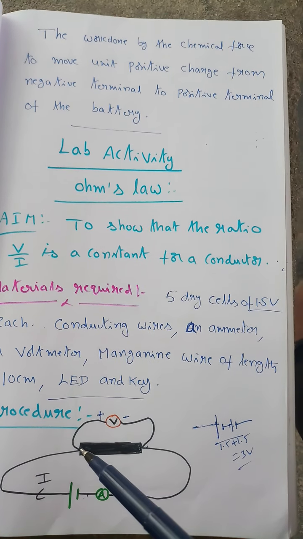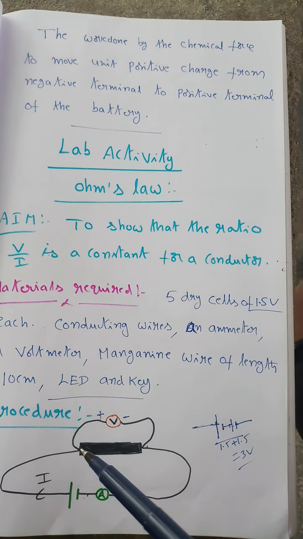Okay, see here: serial number, potential difference, electric current, V by I. In serial number 1, when there is one cell in the circuit, the potential difference across the manganese wire and the electric current flowing through the circuit are noted, because whatever current flows in the circuit, the same current flows through the manganese wire.